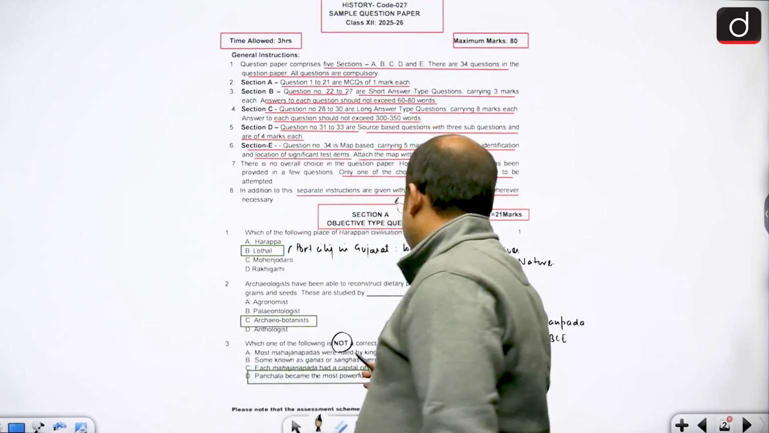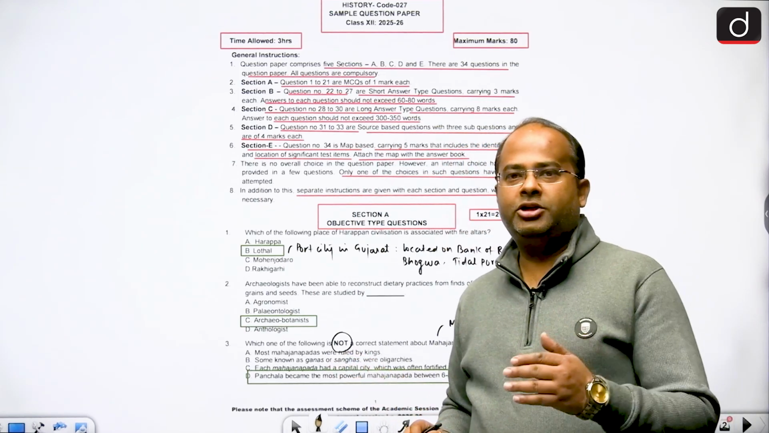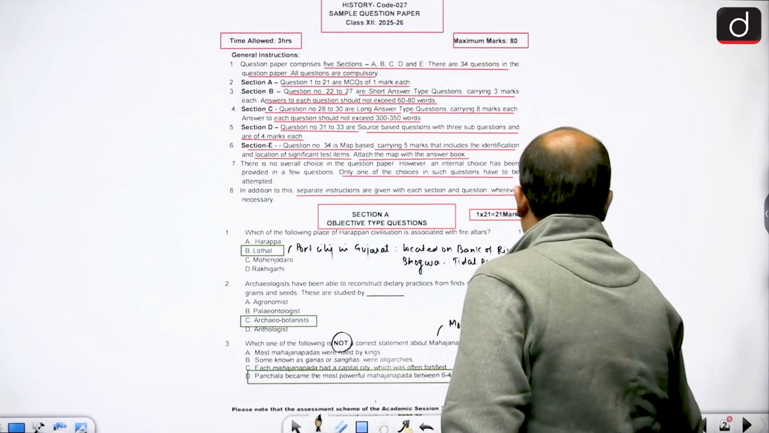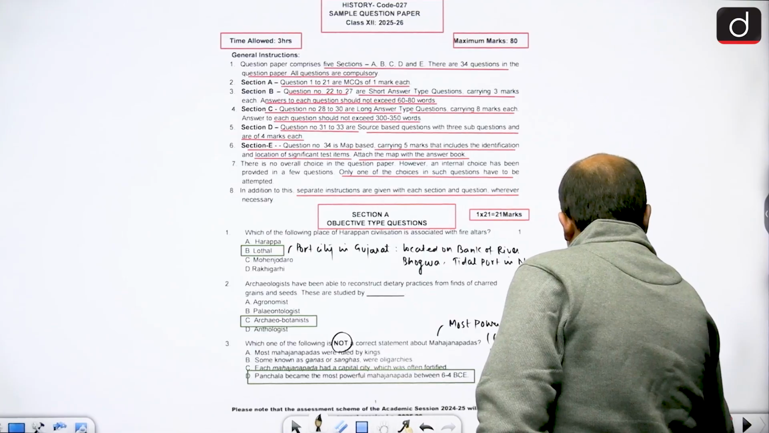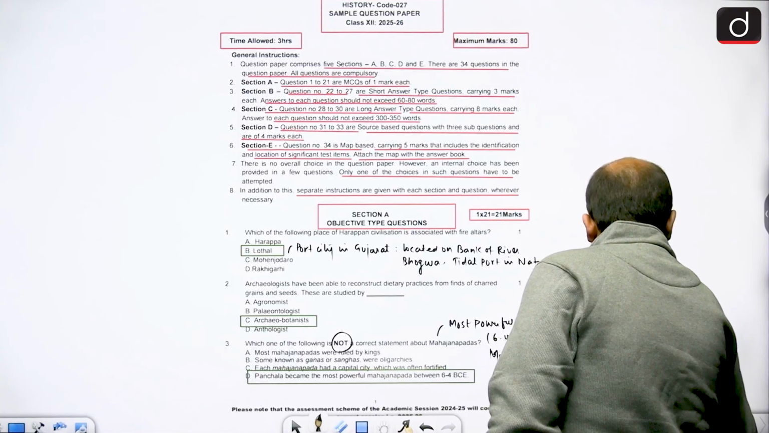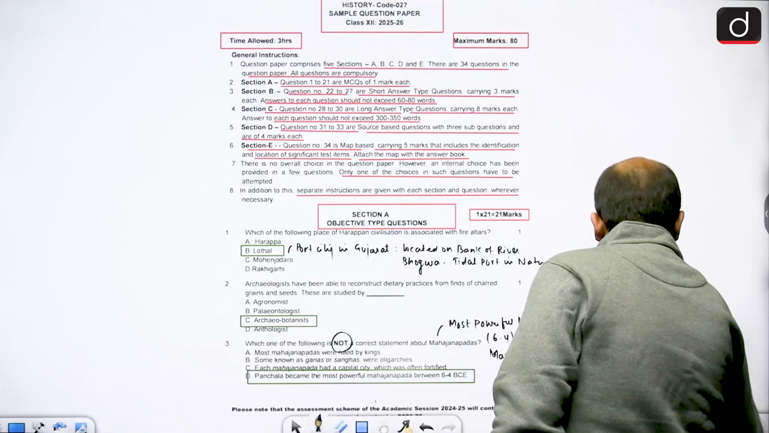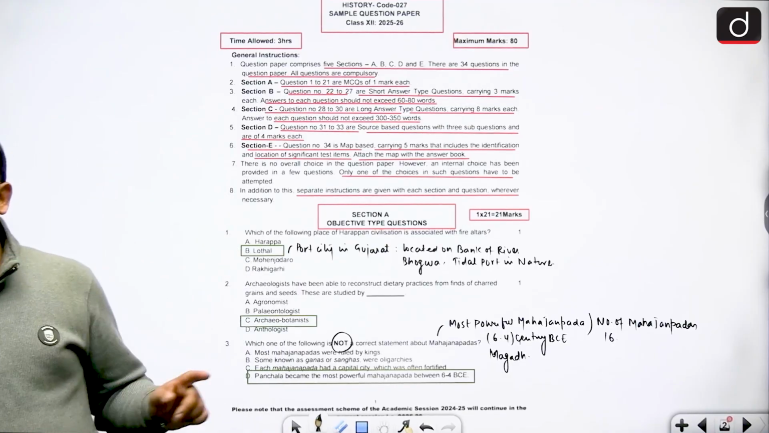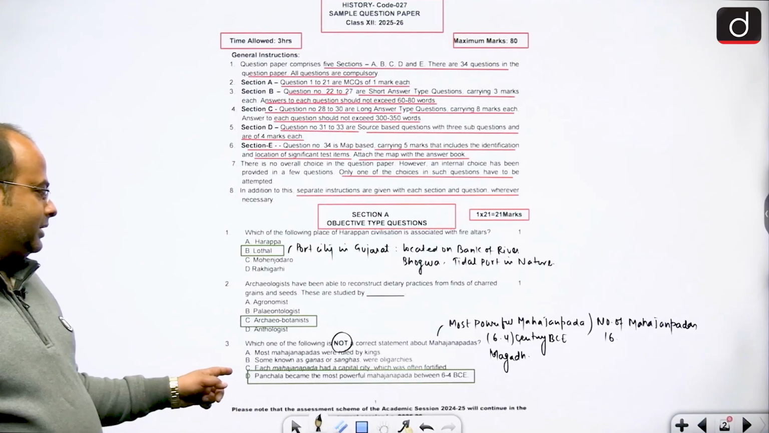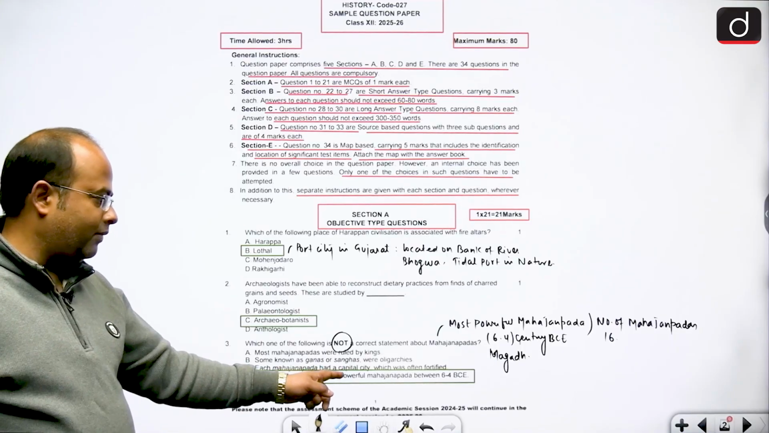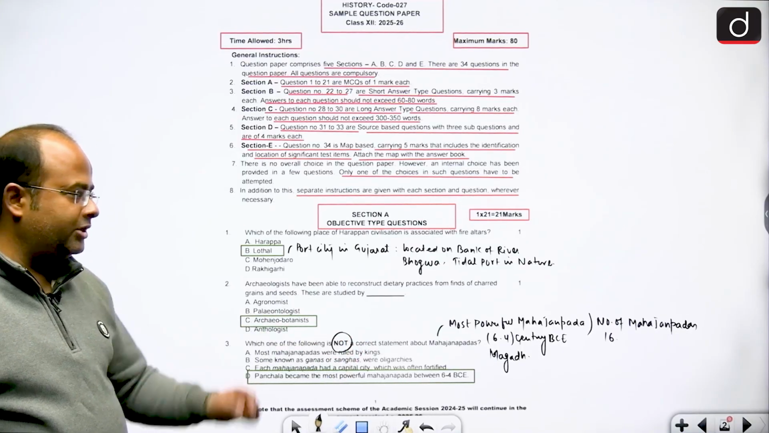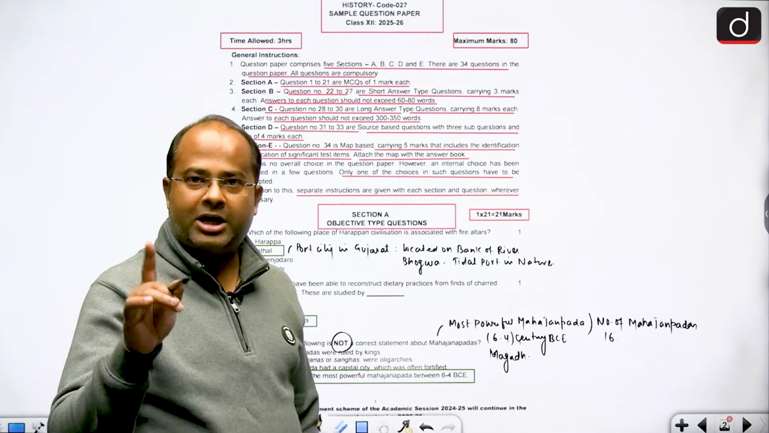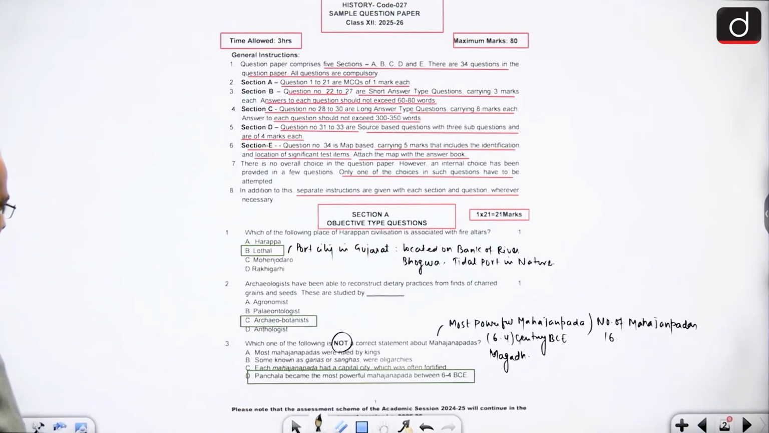It is asking for the incorrect statement about Mahajanpada, and in ancient India you will find there were 16 Mahajanpadas. So the correct answer will be option 4. Panchal became the most powerful Mahajanpada between 6th to 4th century BC. It is wrong. It is Magadh. So the most powerful Mahajanpada was not Panchal. It was Magadh. I hope it is clear to all of you.